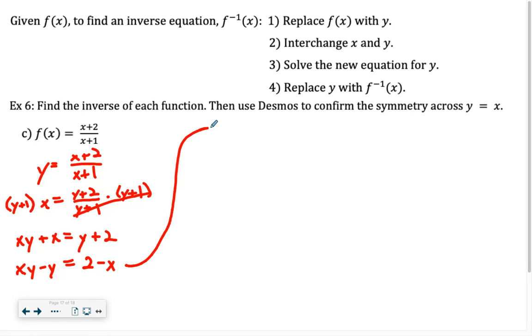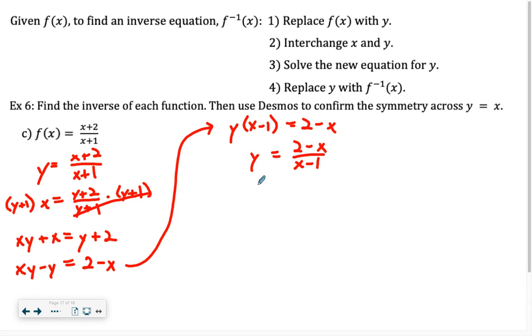Let me continue up here. So now the reason that we do that is I can now factor a y out of everything on the left. When I do that, I'll be left with x minus 1. Okay, so this left side of the equation would turn into this. And then I would still have equals 2 minus x. Then, to get y by itself, I can just divide both sides by x minus 1. And I'll be left with y equals (2 minus x) over (x minus 1).